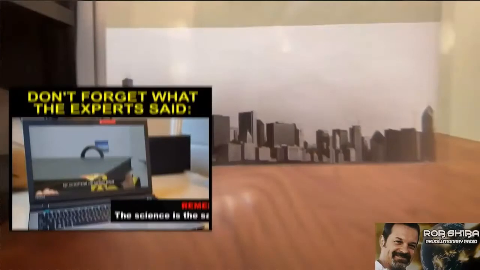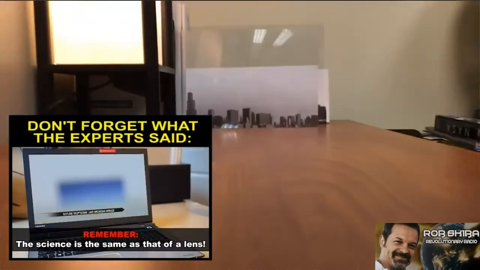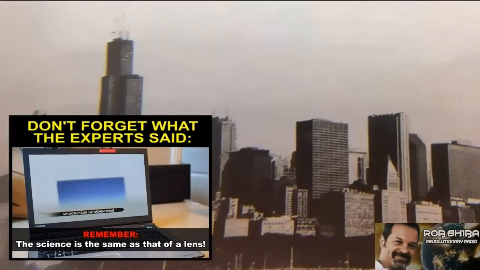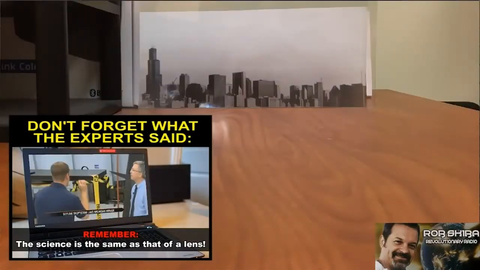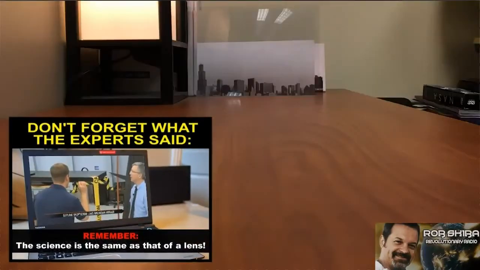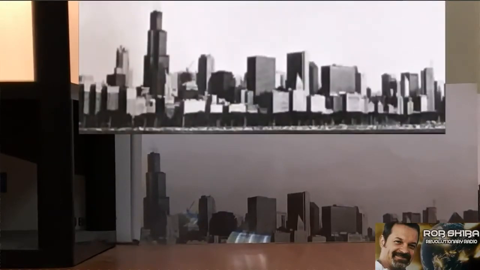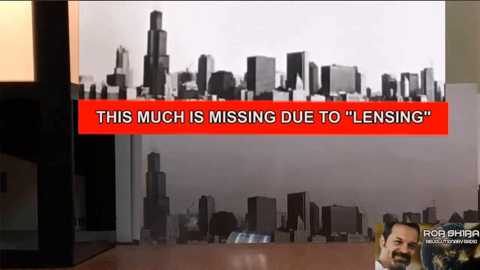The science is the same of that of a lens. Here's a simple example. So if you're looking at Chicago here, the atmosphere really is acting like a lens. Yes, the atmosphere really is acting like a lens, and this is how much of the city is missing due to the lensing effect, the magnification of the atmosphere. You're missing a good portion of the city just by pulling my iPhone back on a 3-foot long desk. That's how much I lost of the city.